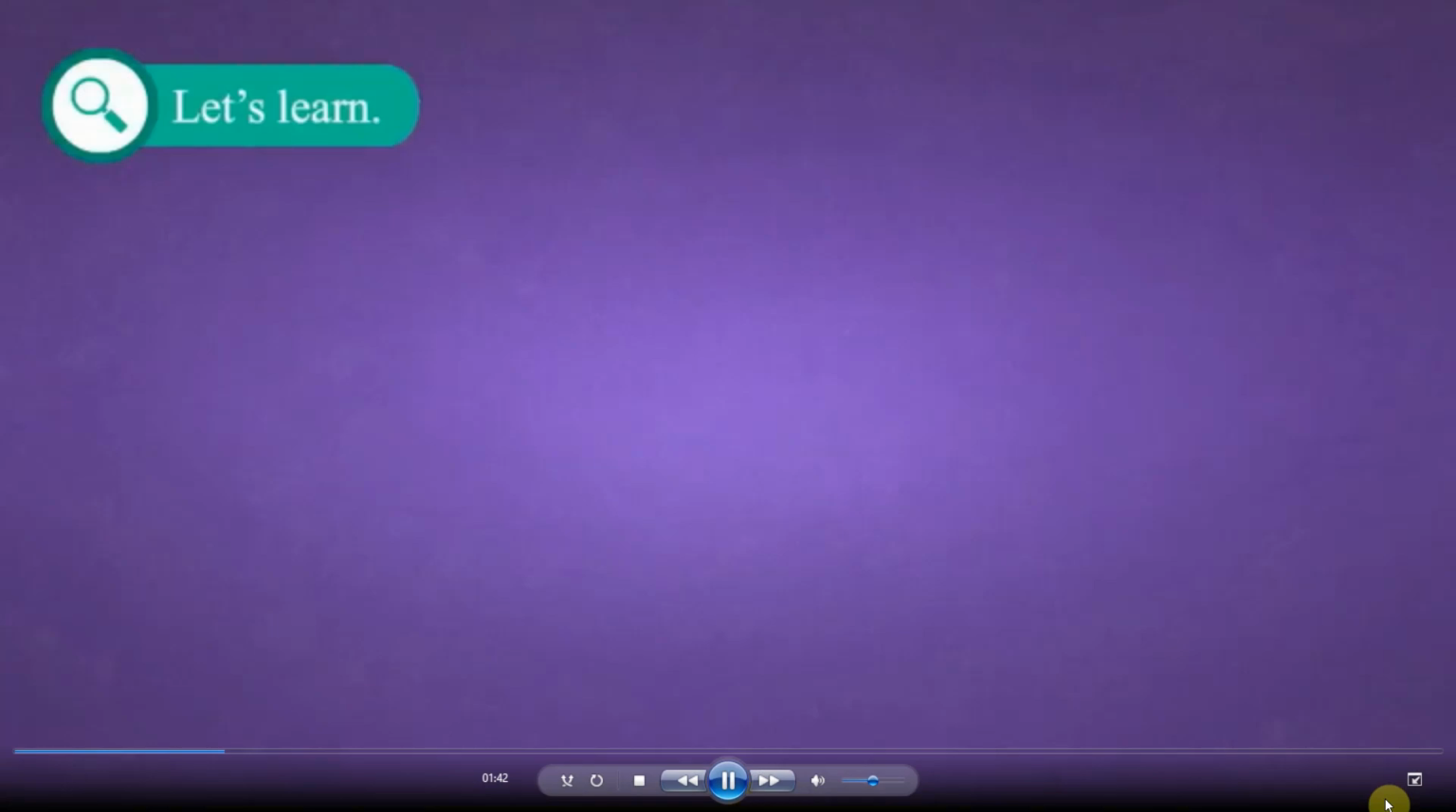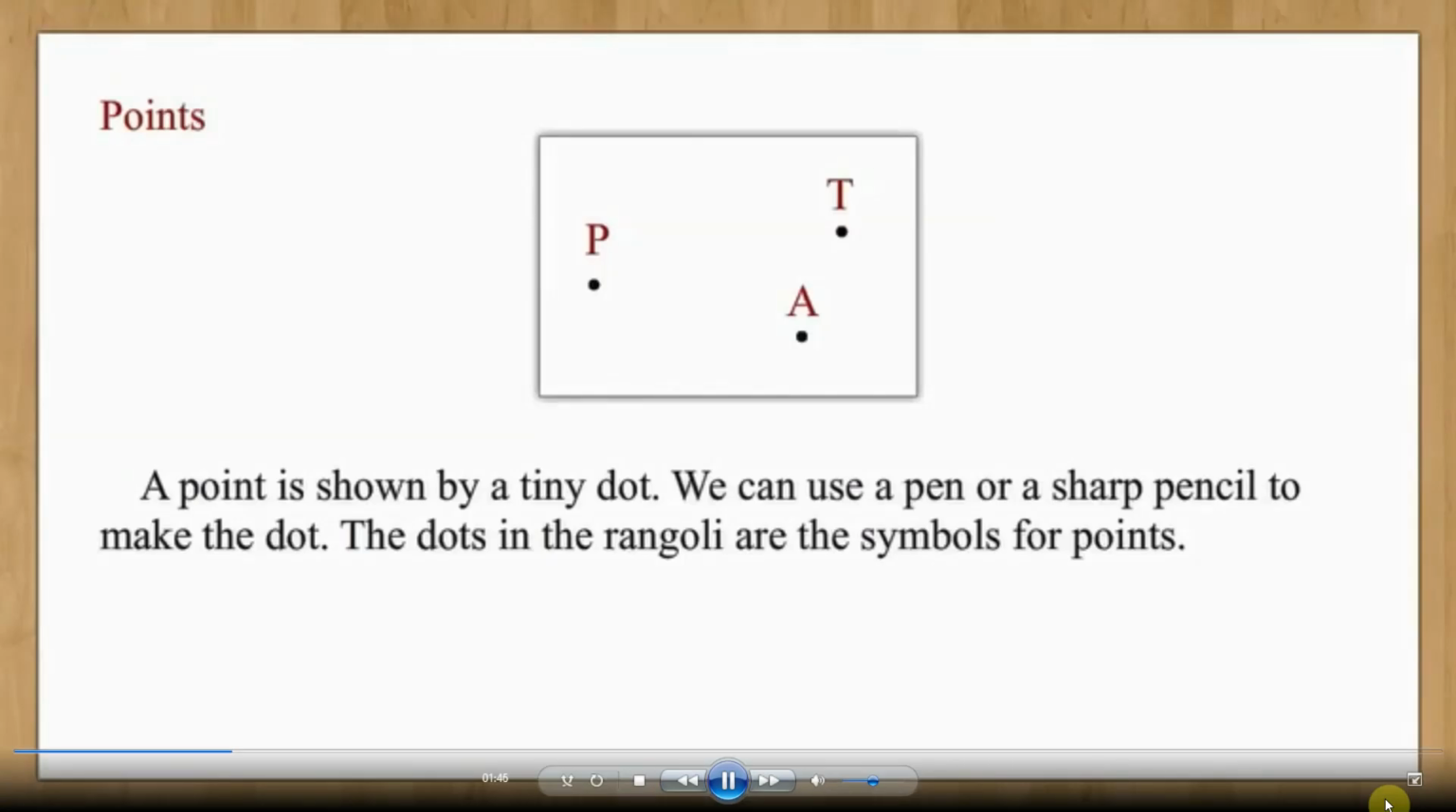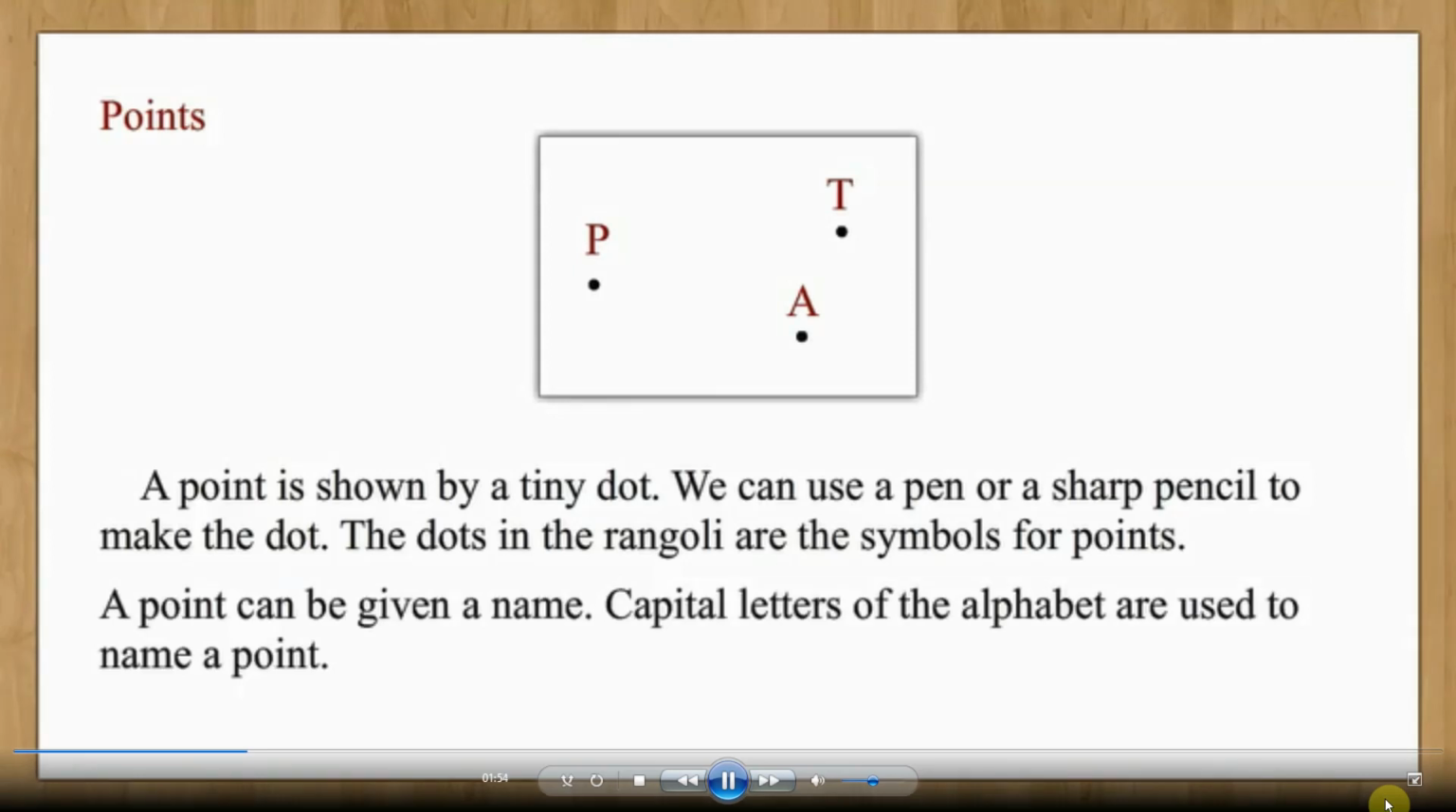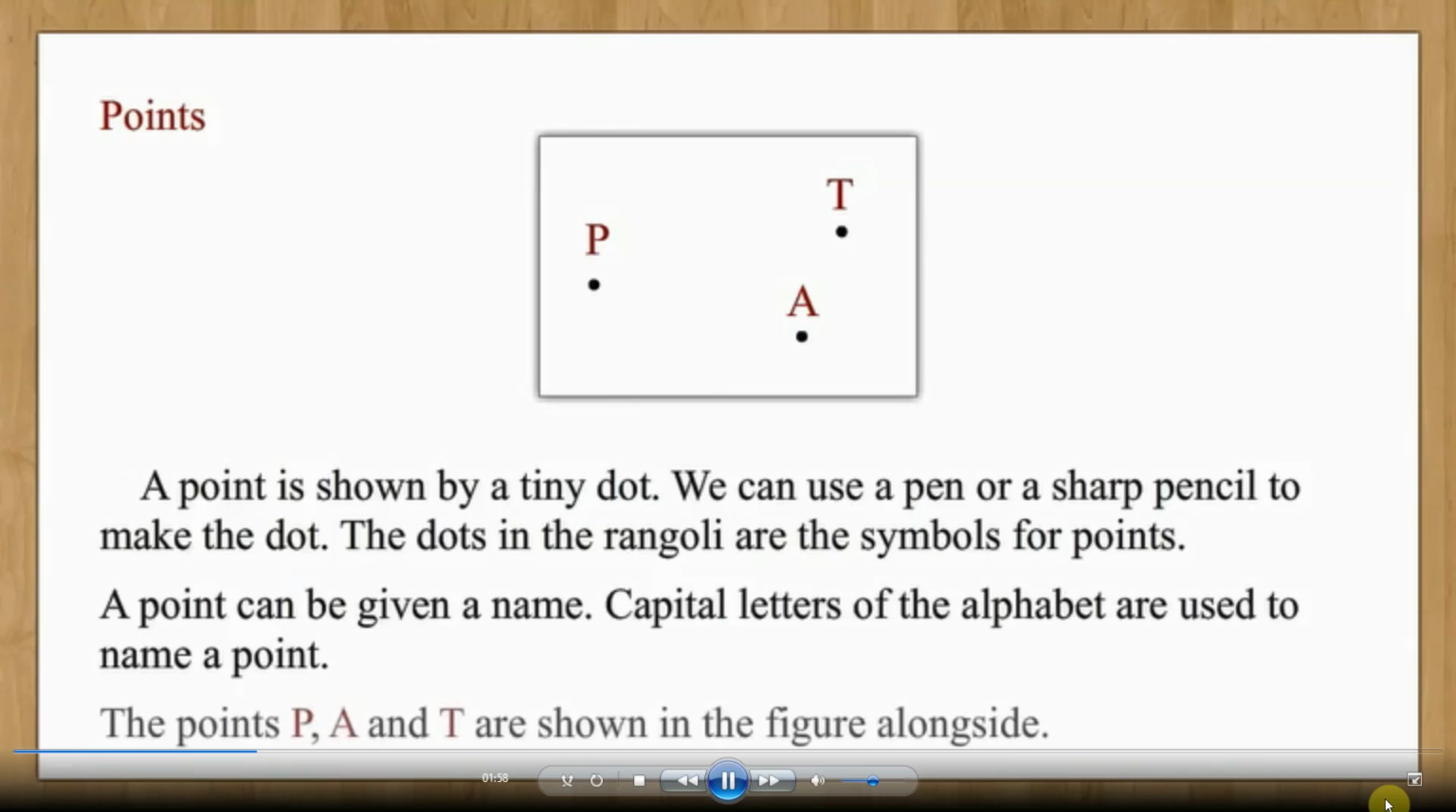Let's learn. Points. A point is shown by a tiny dot. We can use a pen or a sharp pencil to make the dot. The dots in the Rangoli are the symbols for points. A point can be given a name. Capital letters of the alphabet are used to name a point. The points P, A, and T are shown in the figure.